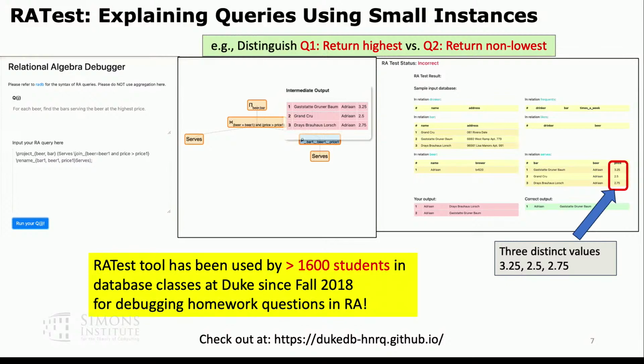The contribution to database education is that Zhengjie built a tool with a UI, and this has been used for the last 5 years at Duke by more than 1,600 students, because we keep track of how many students for our NSF reports. So this has been a very highly useful tool for debugging relational algebra queries. As you can see, for this highest versus non-lowest, it returns a concrete ground instance showing three distinct values. If these three values are present, then highest is going to return only one answer, but non-lowest is going to return two answers. So this shows the difference.